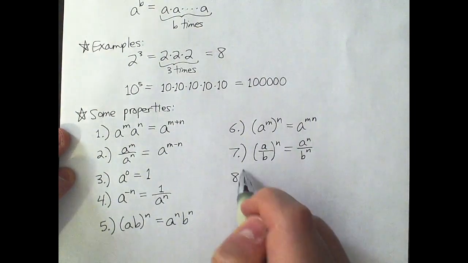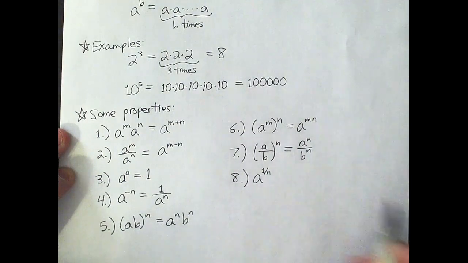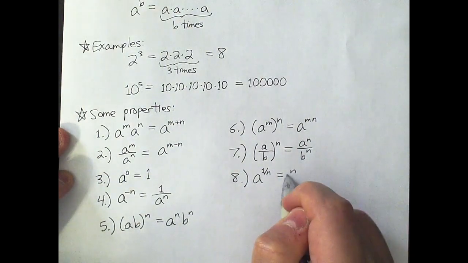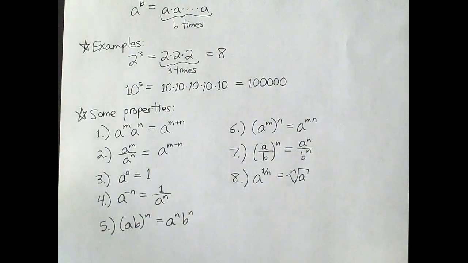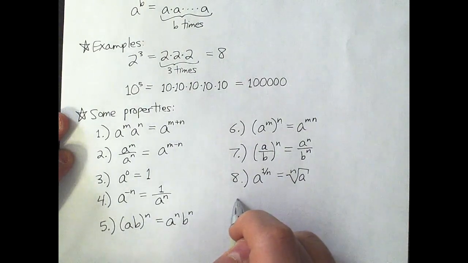Number 8 says if you have a to the 1 over n, I guess this is assuming n is not 0, you get the nth root of a. And the most common root that we deal with in this class is probably the square root. So a to the 1/2 would be the square root of a. But you could also have something like a cube root, fourth root, something like that.